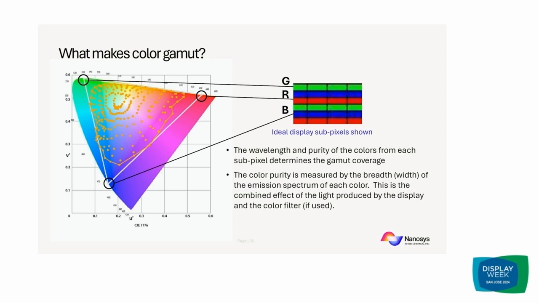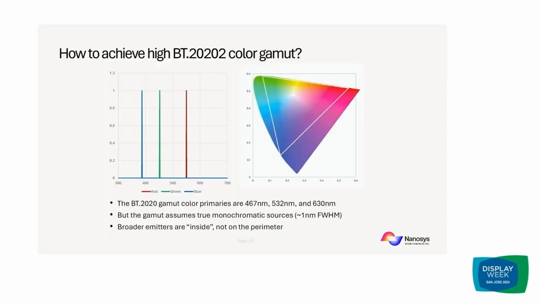In reality, the true color of each subpixel is a combination of the line width of the emitter and also any color filters that are used in the system. So both of these are key contributors to the final color gamut coverage. Specifically for BT 2020, you would want your 3 color primaries to be at these particular wavelengths. For blue, you would want 467 nanometers, green 532 nanometers, and red 630 nanometers. Again, the broader you are, the further inside this diagram you fall.